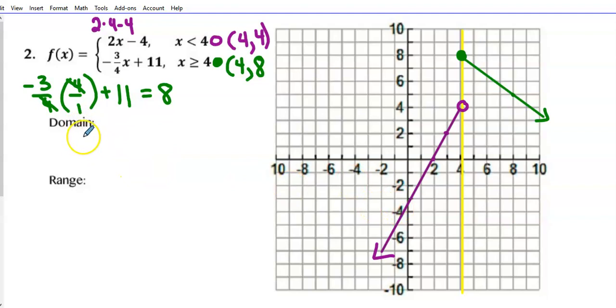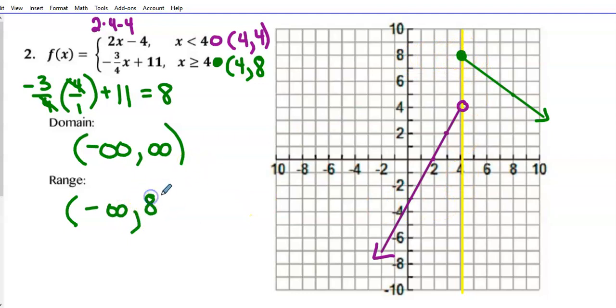Domain, it is still all real numbers because there's no break in this graph. The range at the bottom, it does start at negative infinity. It does have a stopping place at the top, and that is 8. And 8 is included in the graph, so we're going to use a bracket.